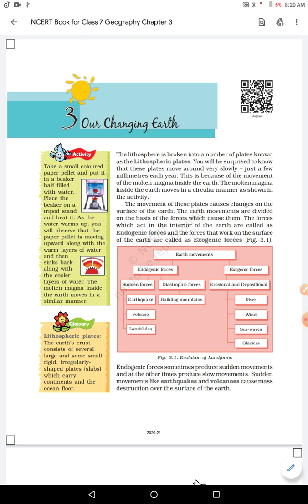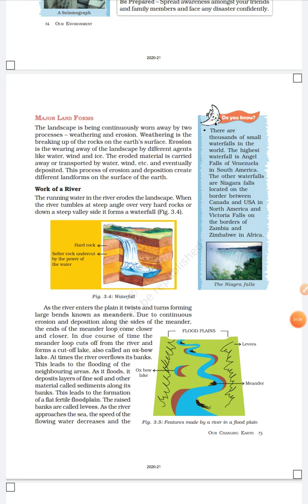Now come to the endogenic forces. Endogenic forces also have two types: one is sudden movement and another is slow movement. Exogenic forces are like flowing river, wind, sea wave and glacier. Now I have told you the endogenic and exogenic forces. Now let's begin major landforms.